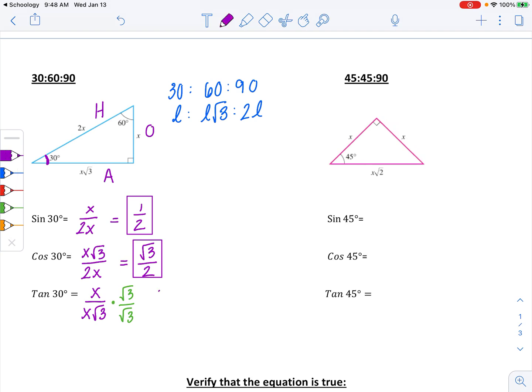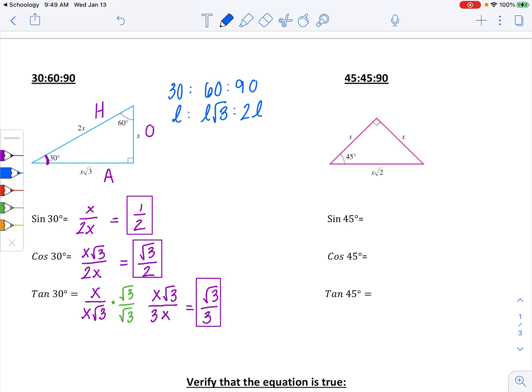So then you'll get x root 3 on top over 3x on the bottom, because root 3 times root 3 is root 9. Square root of 9 is 3. Love the bells, right? Cancel out those x's. Tangent of 30 is root 3 over 3. That is now known. Use it as you move on with your life.